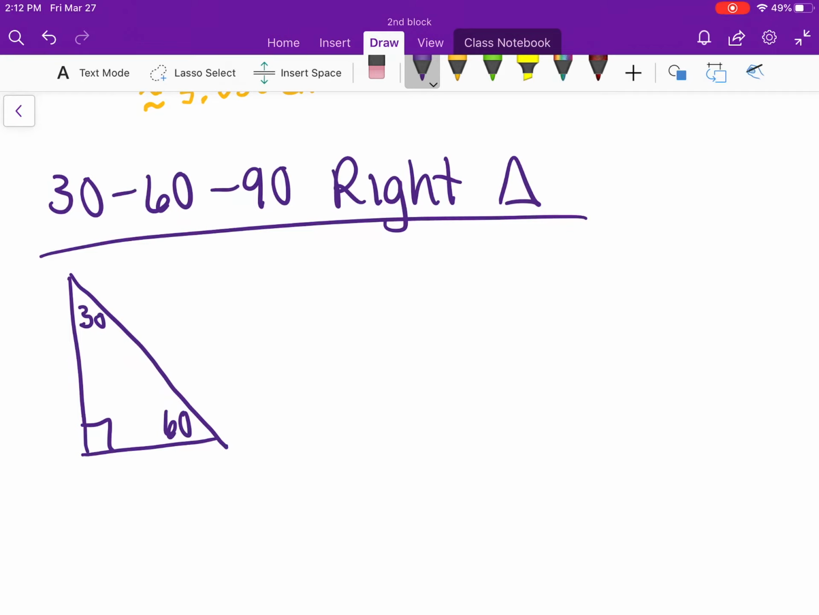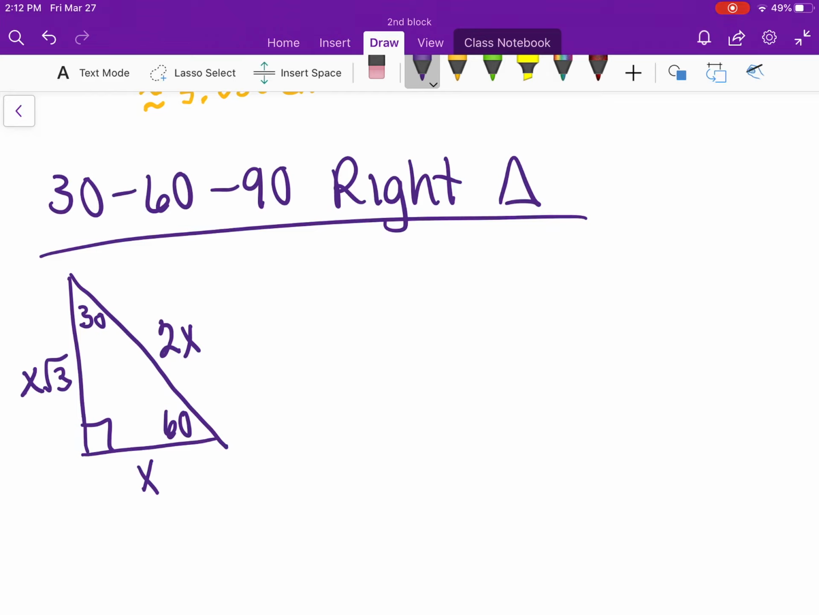Okay, so on the 30, 60, 90 triangle, the shortest side has to be across from the smallest angle. So my side across from 30 is going to have the formula of x. The other leg that's across from 60 degrees is going to be x radical 3. And then the hypotenuse is 2x.